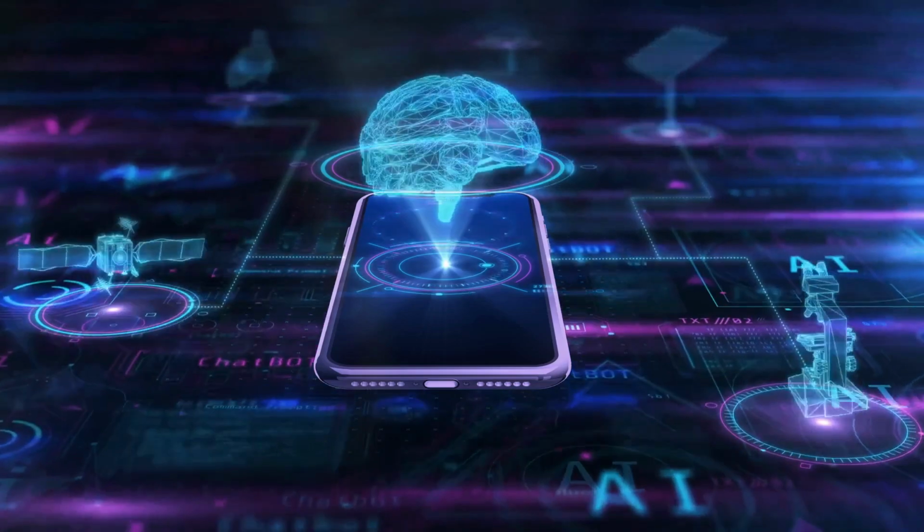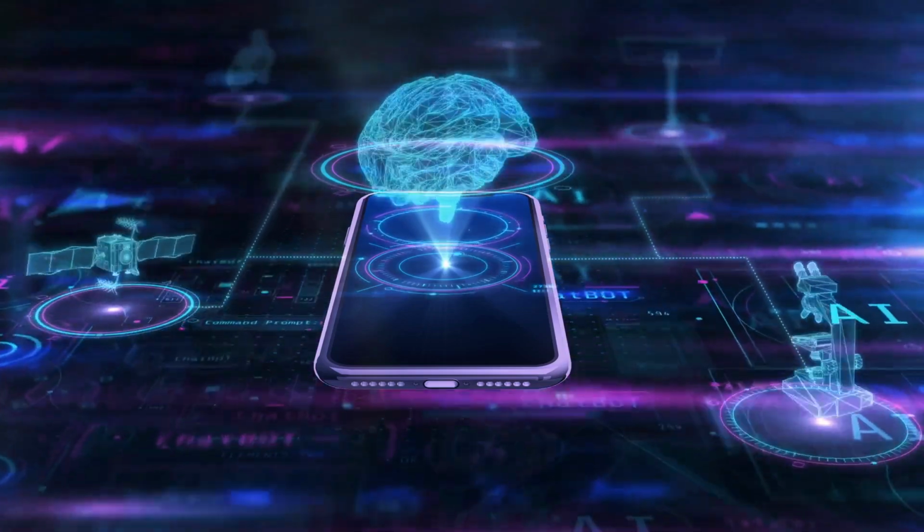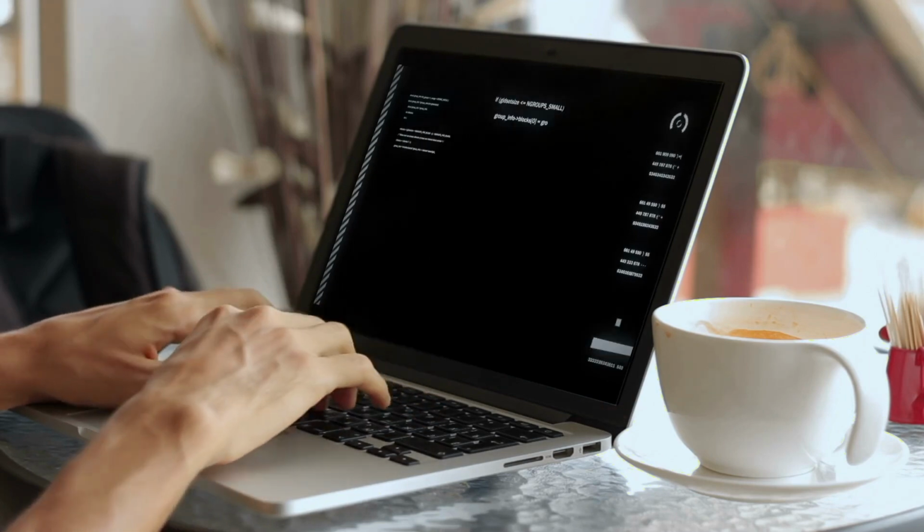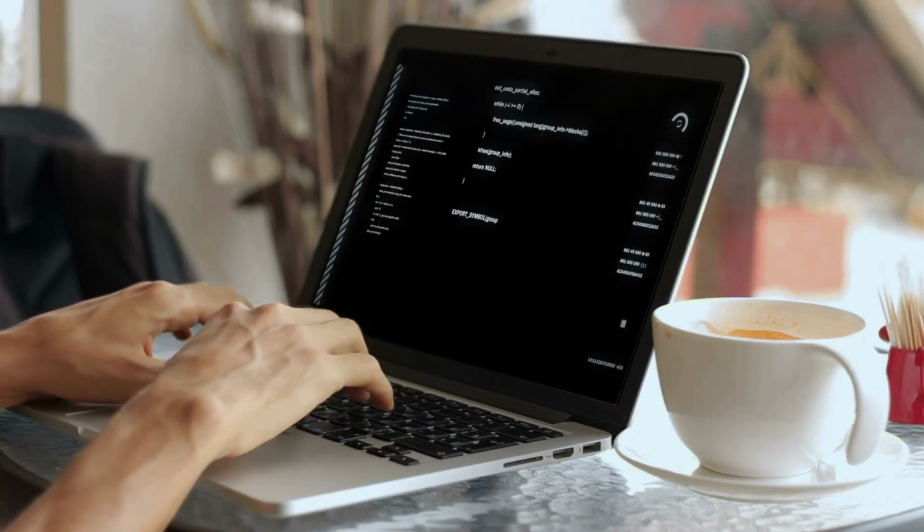That's it for today's deep dive into how to build your own AI from scratch. Remember, the future of technology is being written now, and you can be a part of it.